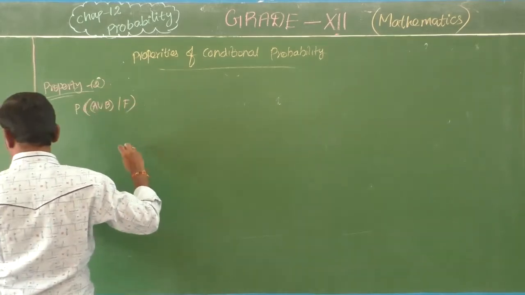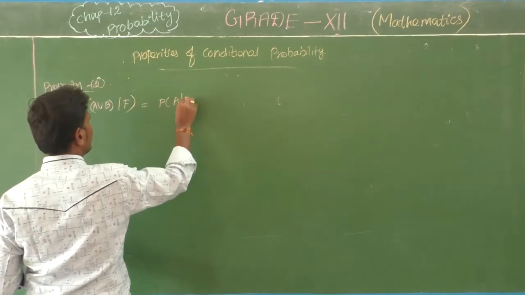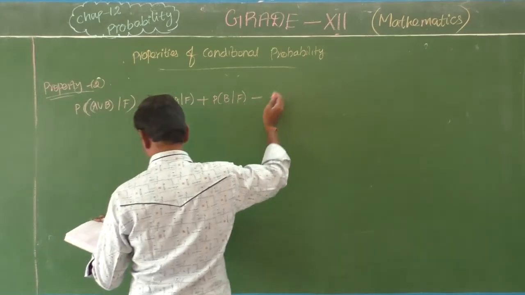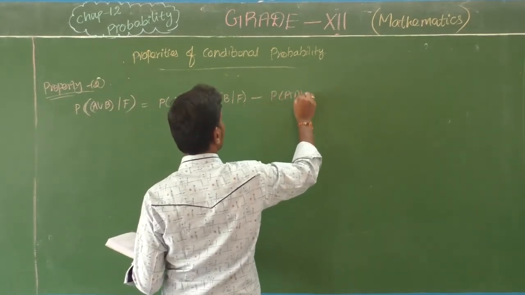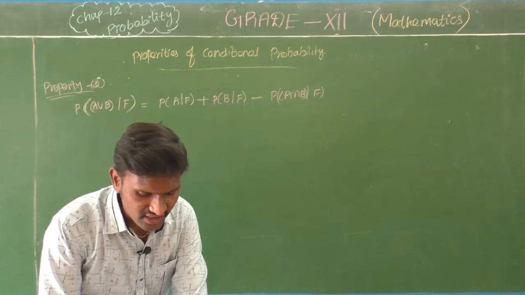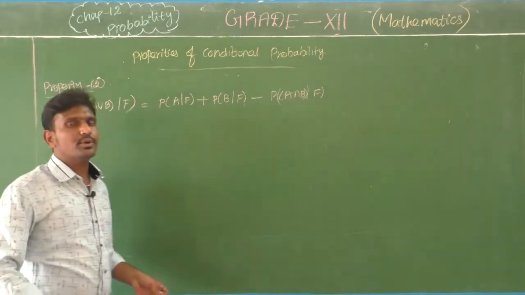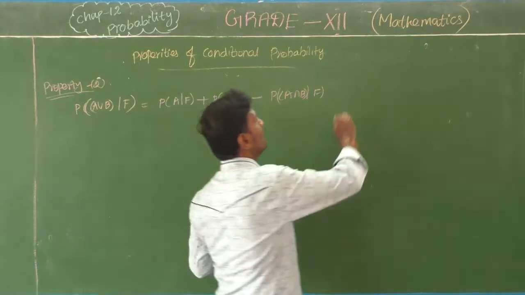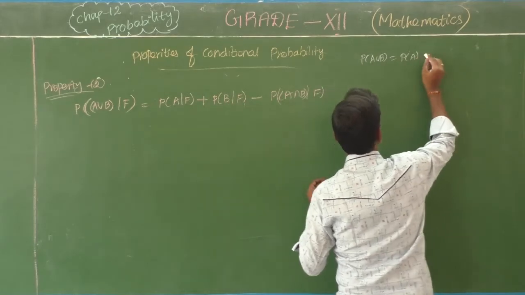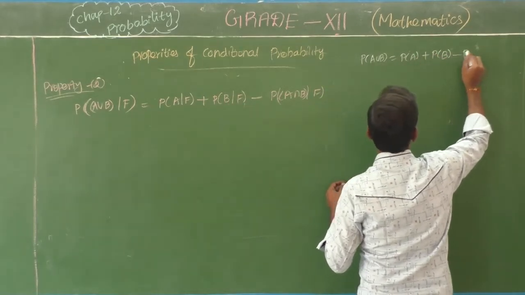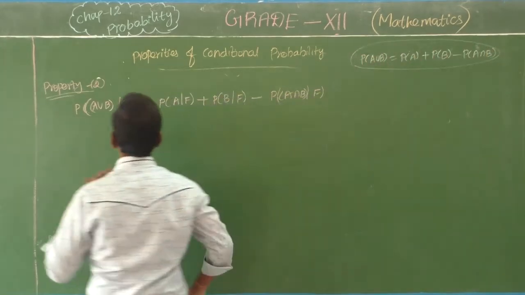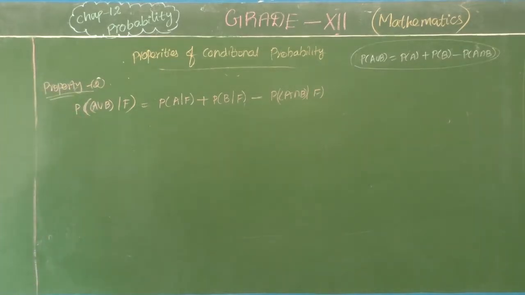P of A union B by F is equal to P of A by F plus P of B by F minus P of A intersection B by F. Already I told you what the addition theorem of probability is: P of A union B is equal to P of A plus P of B minus P of A intersection B. It looks like this, the addition theorem.